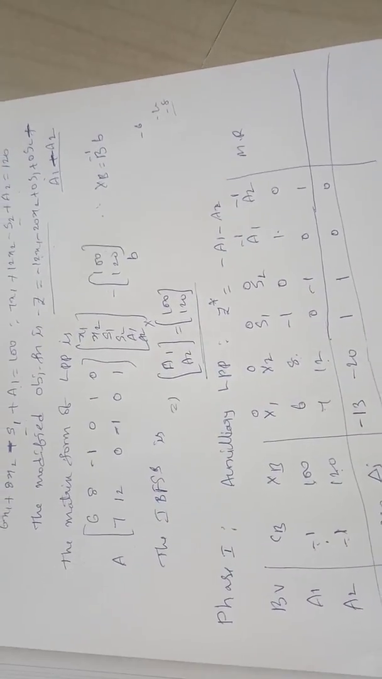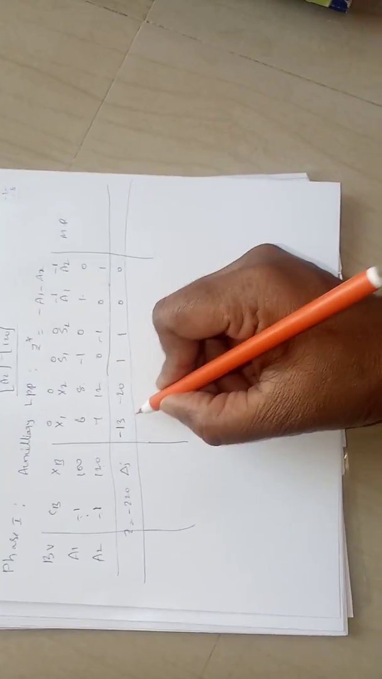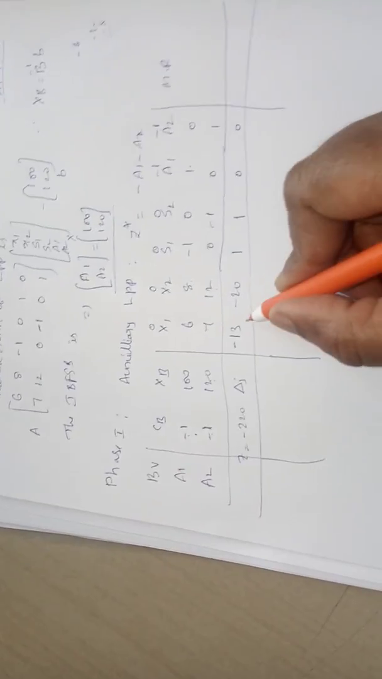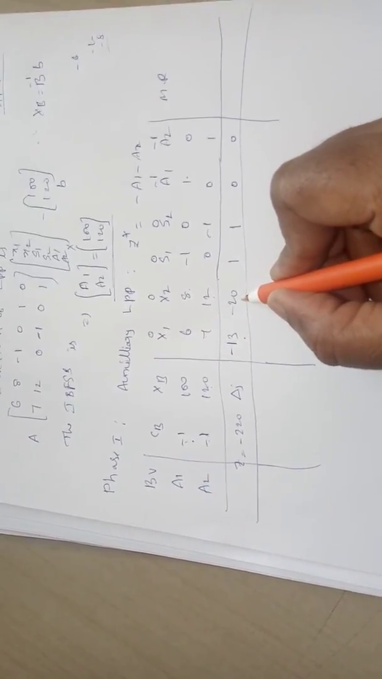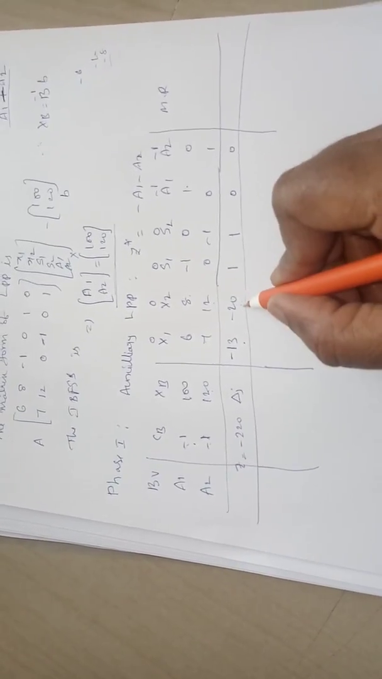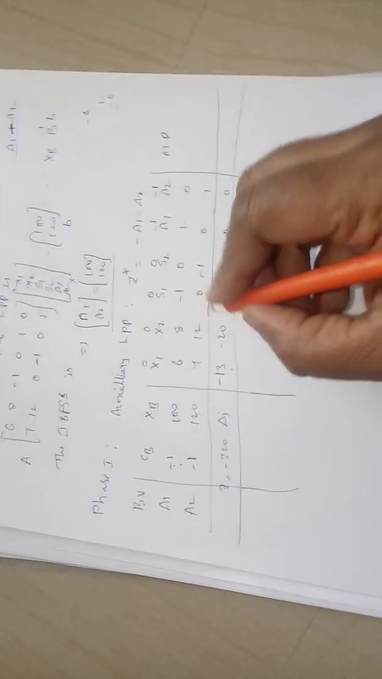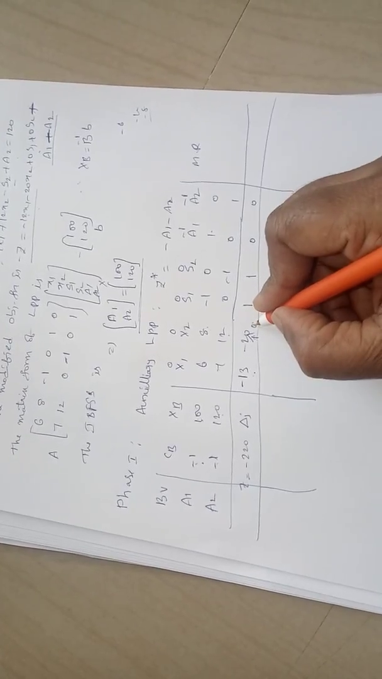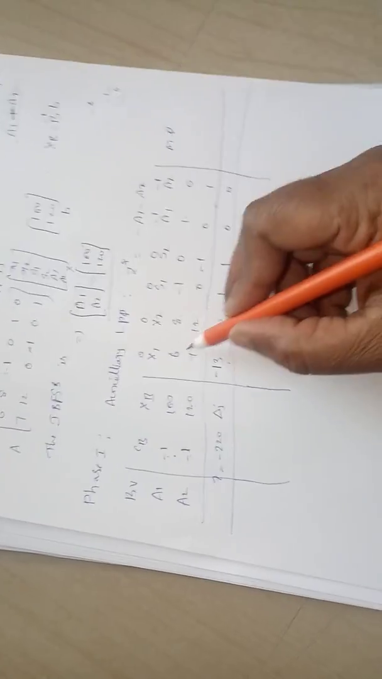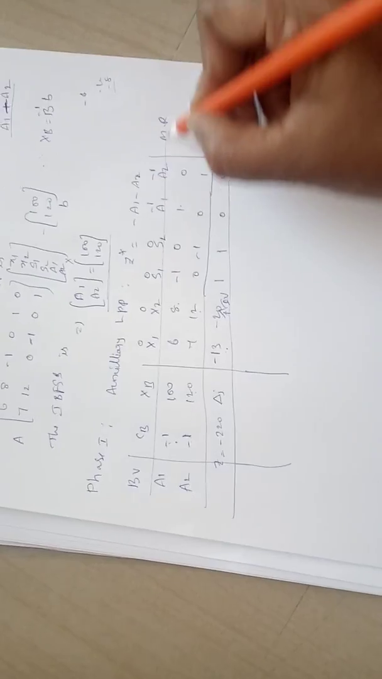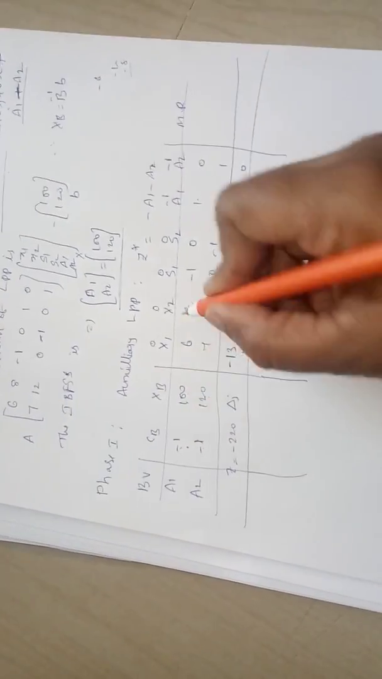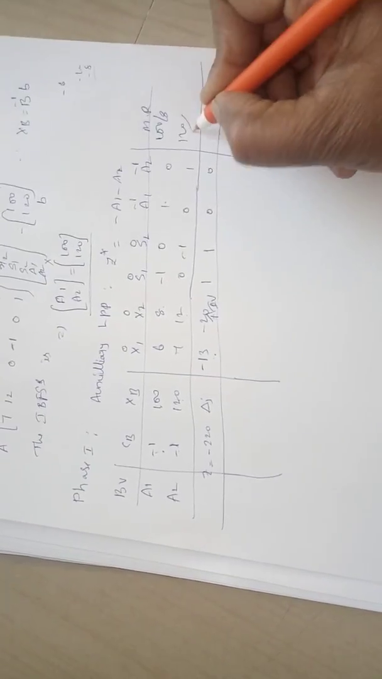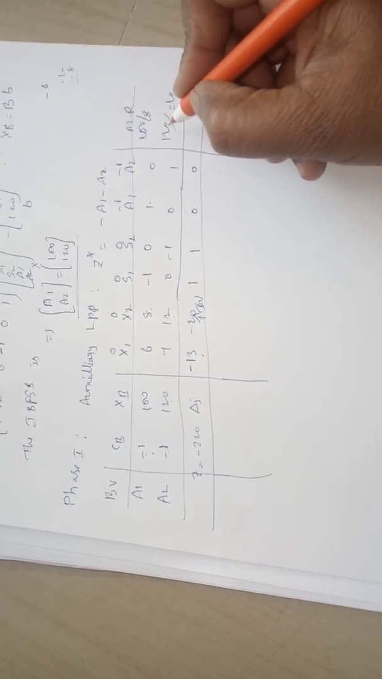The next step, move to the next iteration. First verify whether all the delta j's are positive or not. No, two values are non-positive, that is negative. Among these two, which is the most negative? Minus 20 is the most negative, so that is the incoming vector. Then immediately move to xB by xk, that is the minimum ratio. The xB values are 100 by 8 and 120 by 12, that is 10, and 100 by 8.